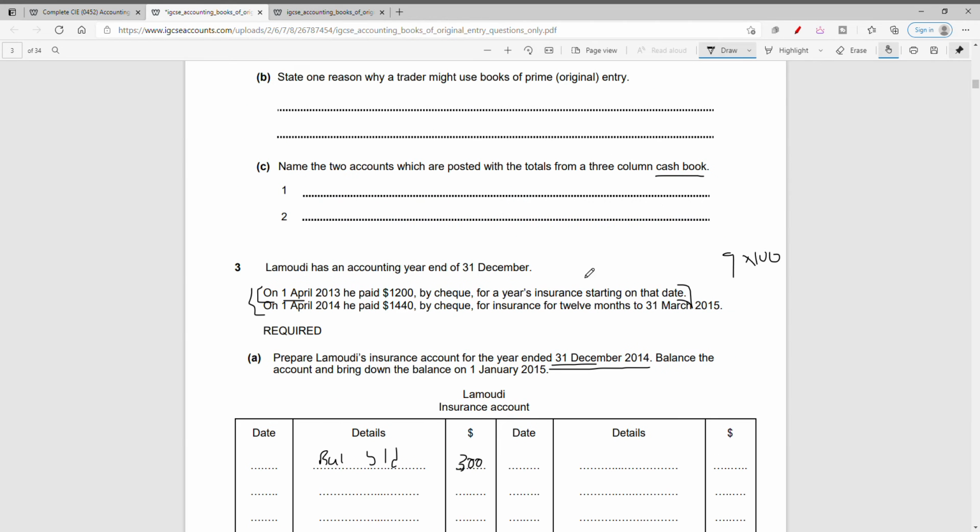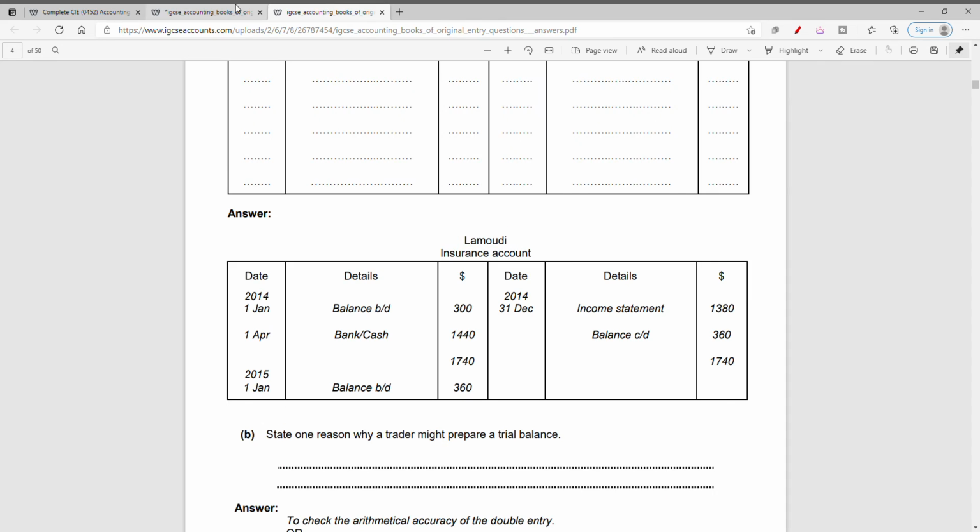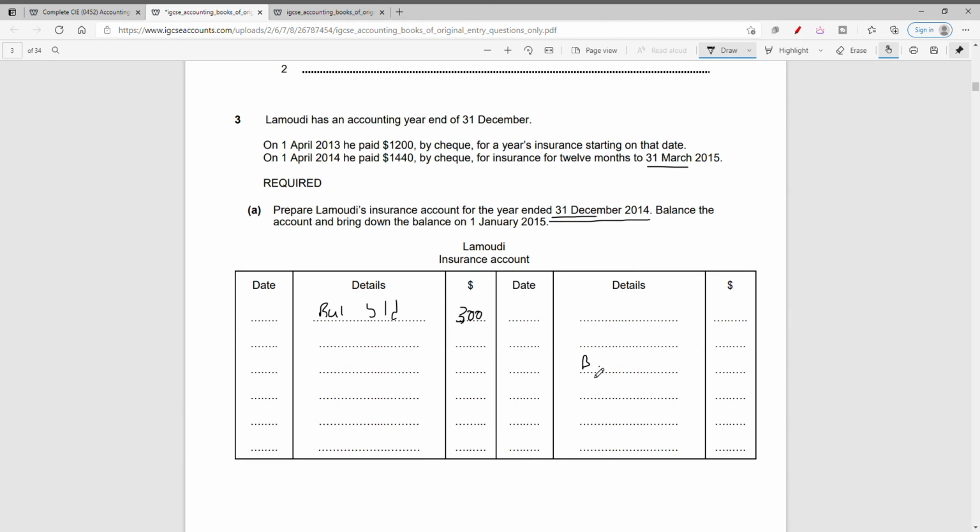Okay, the next one, let me just rub this to avoid confusion. The next one is on the 1st April, he paid 1440 by check, to 31st March. So what we have to calculate is from 1st April to December, okay? First we need to calculate how much he's paying per month. If we do 1440 divided by 12, we get 120. From January to March is 3 months, so 120 times 3 is 360. So that's going to be your balance carried down. Usually you just leave a space and write balance carried down 360.